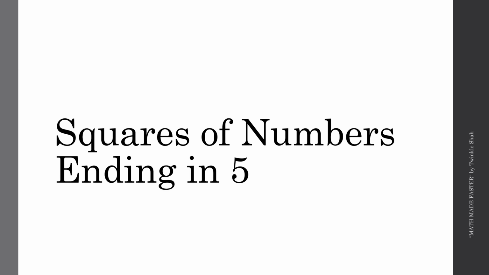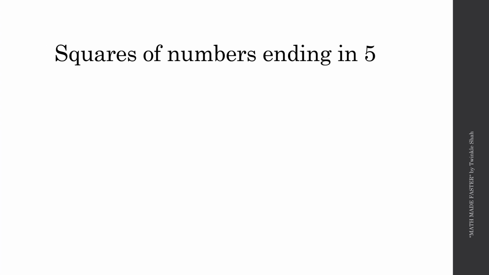Let's learn the technique to find the squares of numbers ending in 5. For example, we want to find 15 square. Take the 1 as it is, add 1 to 1, so we get 2. Multiply 1 times 2. We call this left hand side.